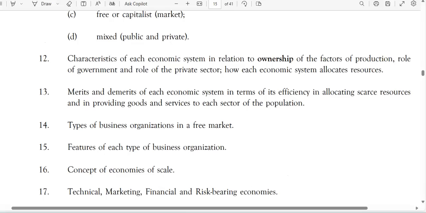Another economic system is the mixed public and private economic system. So a mixed economy is an economic system that combines elements of both the free market and the command economy.